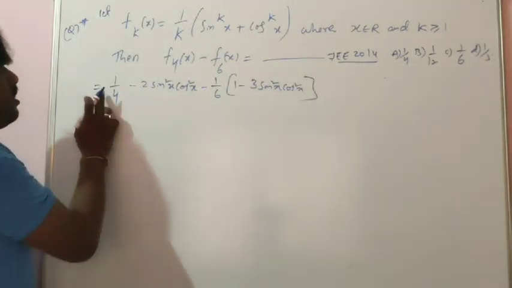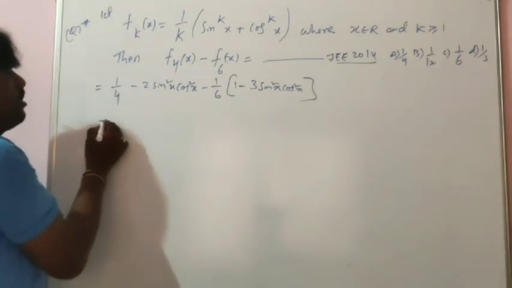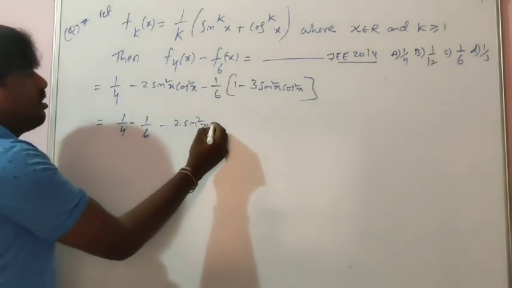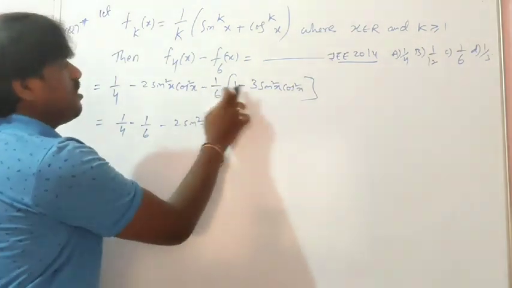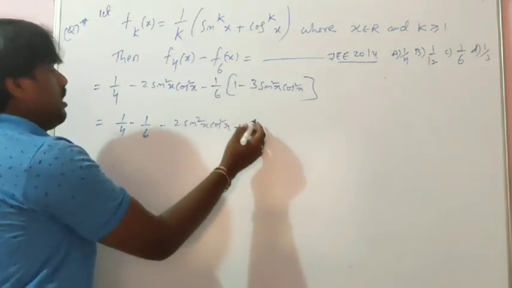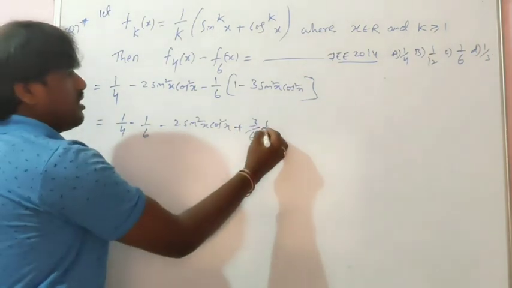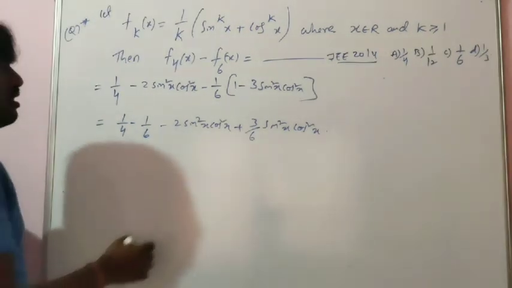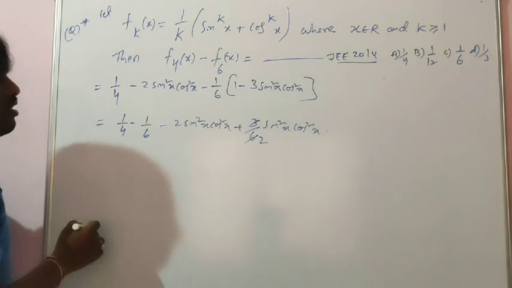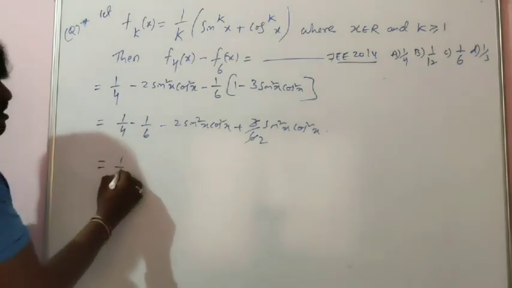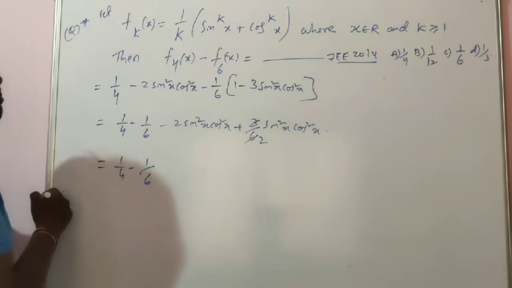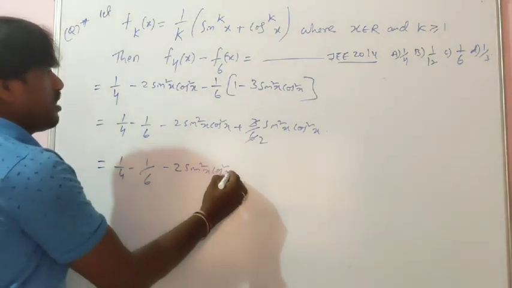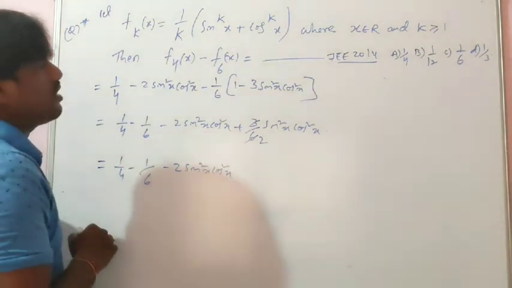Let us see the numbers here. This is 1 by 4 and this is minus 1 by 6. So gathered here, 1 by 4 minus 1 by 6. And here minus 2 times sine square x cos square x, and if you multiply minus into minus, plus, and this is 3 by 6 sine square x and cos square x. Then we can write 3 ones are 3, 2 threes, it gets cancelled out. So this value will be 1 by 4 minus 1 by 6, and minus 2 times sine square x cos square x.